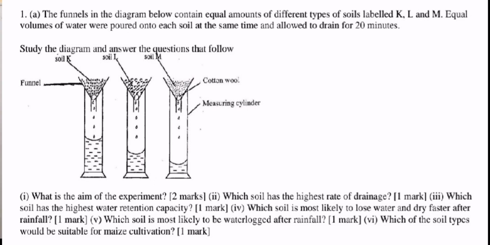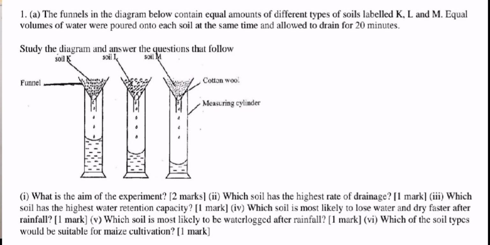So in the diagram we have 3 soil samples, that are the 3 types of soils, that is the sandy, loamy, and the clayey soil. Each of them is in a measuring cylinder with a funnel, also with water. The first one, soil K, has a funnel with a sample of it with water draining. The second one, soil L, also has a funnel with a sample of the soil with some water draining. And soil M has a cotton wool, with a measuring cylinder, a funnel, and some water draining out of it.